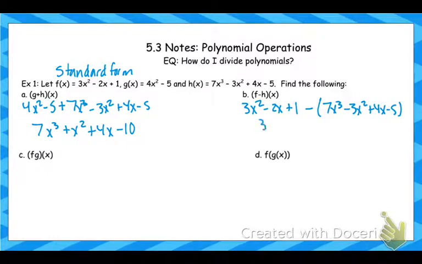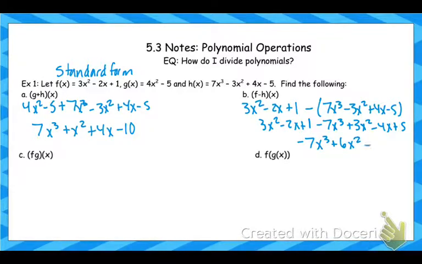So I'm going to rewrite this with that negative distributed. So this is minus 7x cubed plus 3x squared minus 4x plus 5. Then it's the same problem as before. Combine like terms, write it in order with the highest exponent first, and we're done.